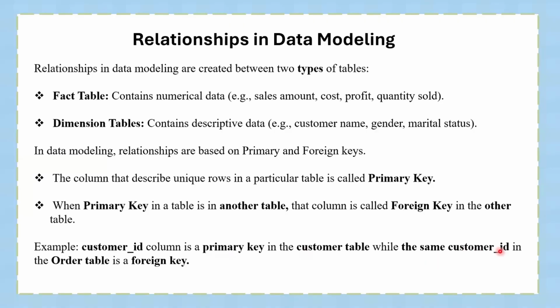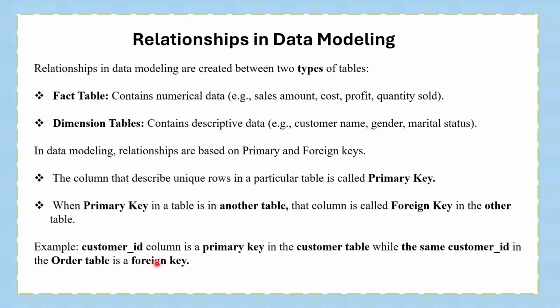Now, this customer ID present in the order table is a foreign key because what is it doing in the order table? It is basically pointing to which customer purchased or ordered which product. Now, the customer ID being a foreign key in the order table can actually be repeated. It does not have to be unique. It can contain duplicates. And this is because one customer can order multiple times.